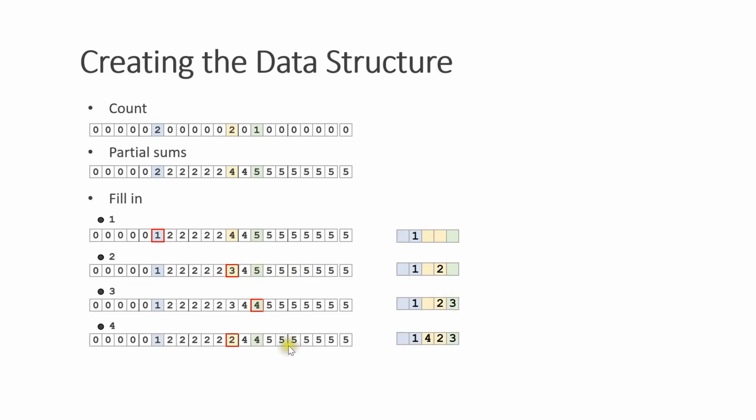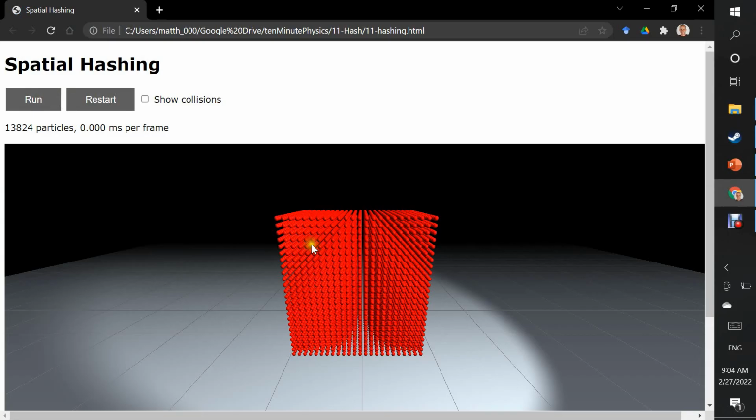Particle 4 lies in the yellow cell, so we first decrease the corresponding number and put particle 4 in the right location in the particles array. Finally, particle 5 lies in the blue cell, so we decrease the pointer here and put 5 in location 0. Here is the final result.